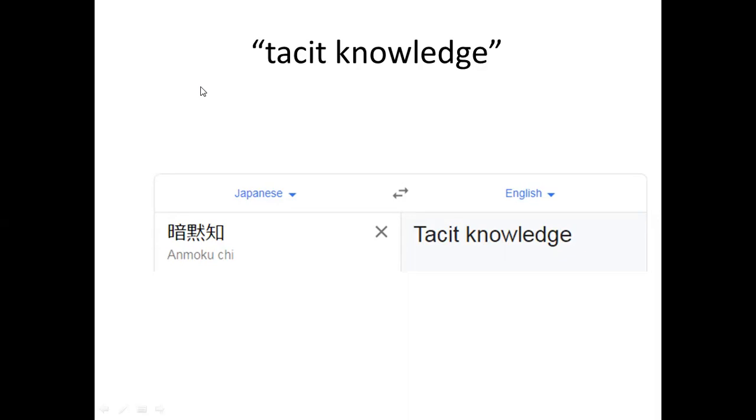Even Buddhism, maybe Catholicism, even Christianity, even Islam, their knowledge goes from tacit to tacit. Those are originally not in the books. Not in the books. That is also tacit knowledge.